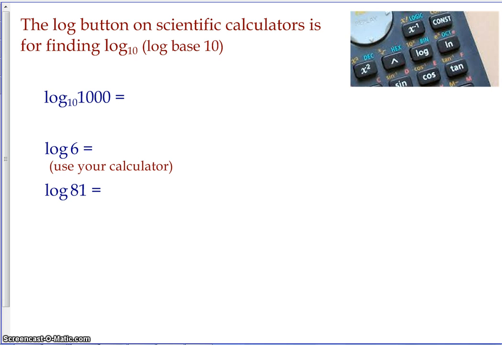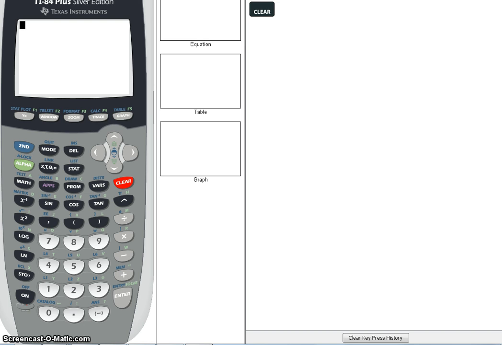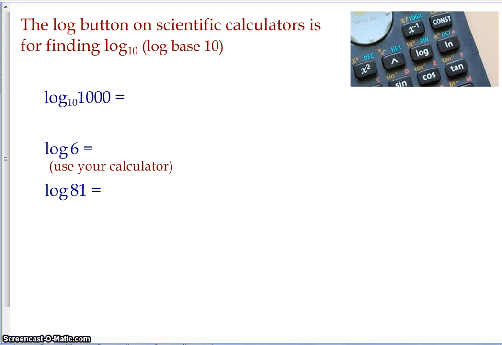So when we have our log button on our calculator, and here, let me show you this calculator. Here's the log button right here. When we have that log button, and you probably have seen it for years, and maybe knew what it was for, maybe not, that's talking about finding the log base 10. So let's talk about what is the log base 10 of 1,000. If I said log base 10 of 1,000, it's saying 10 to what exponent equals 1,000? Well, I happen to know that that exponent would have to be 3.